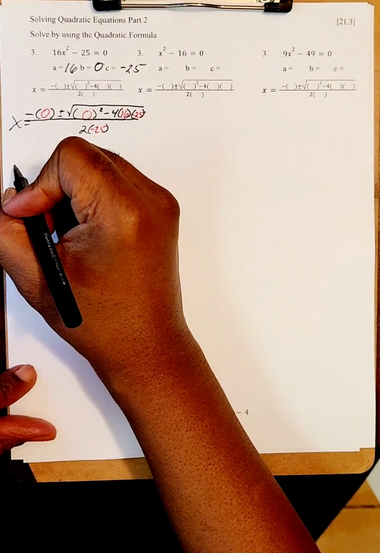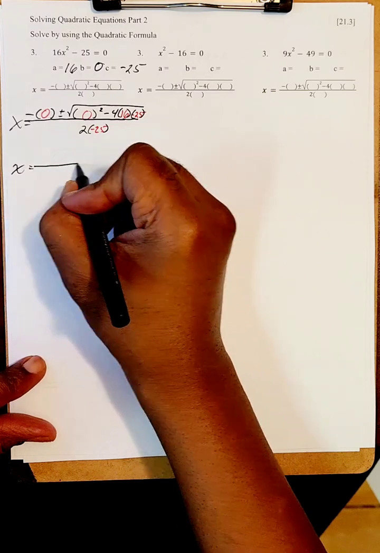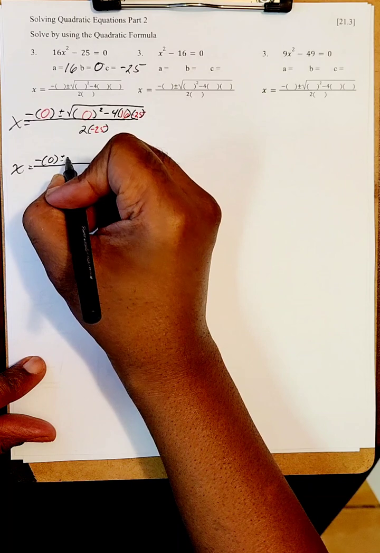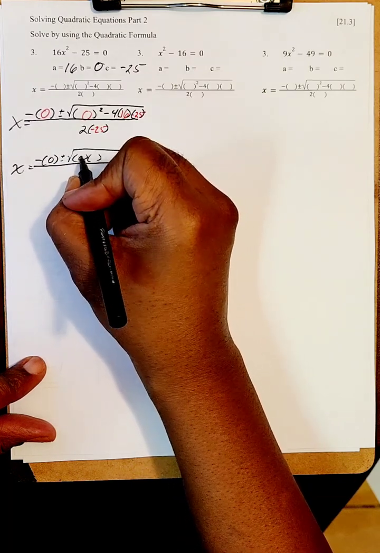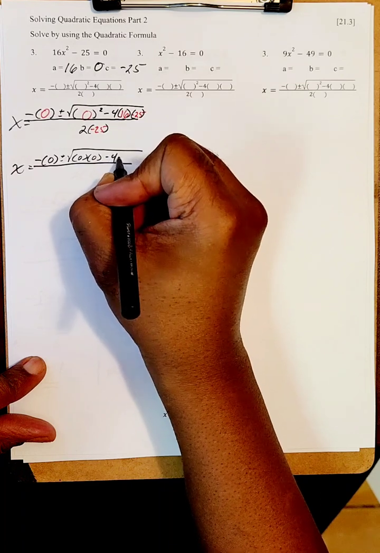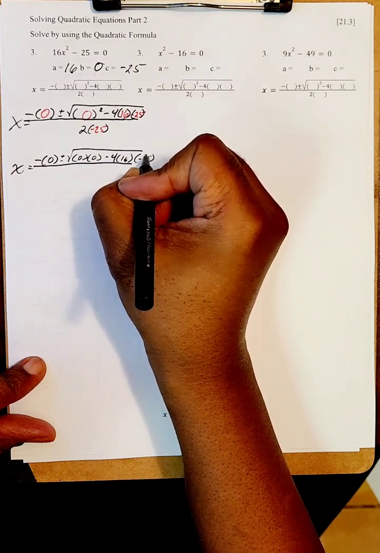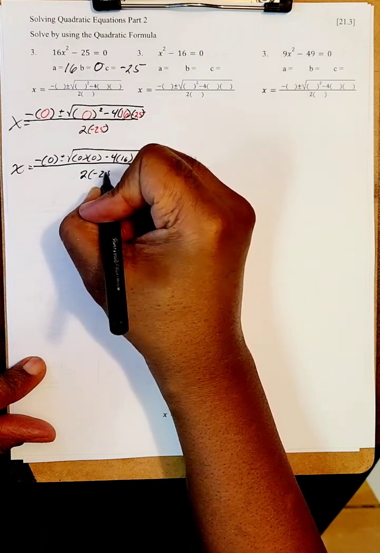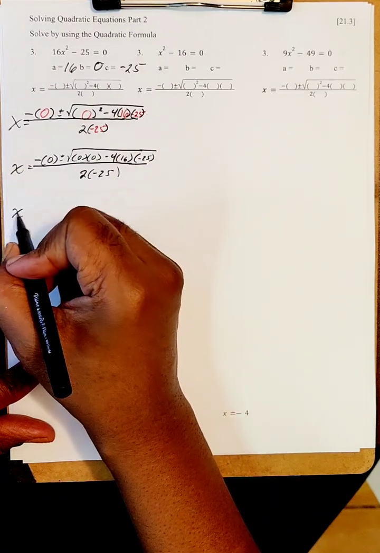So what we'll get is x equals, let's see, the opposite of 0 plus or minus the square root of 0 times 0 minus 4 times 16 times negative 25, and that'll be all over 2 times negative 25. All right, so the multiplications will be this.